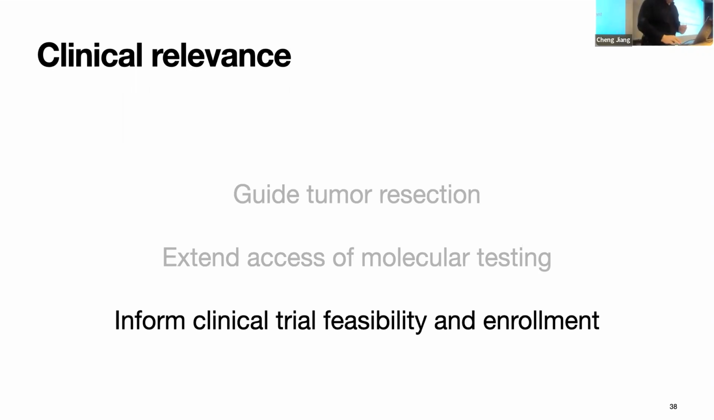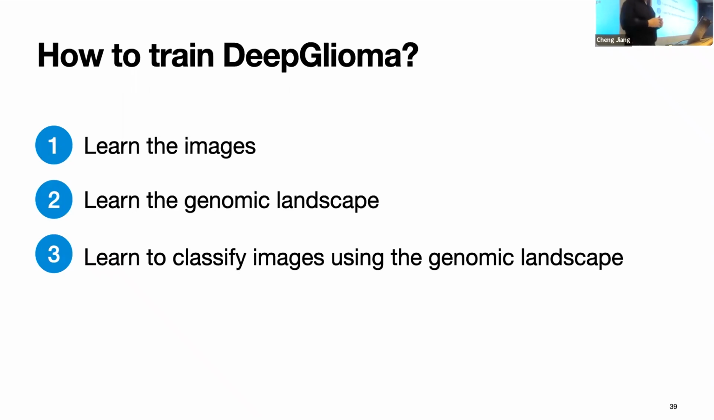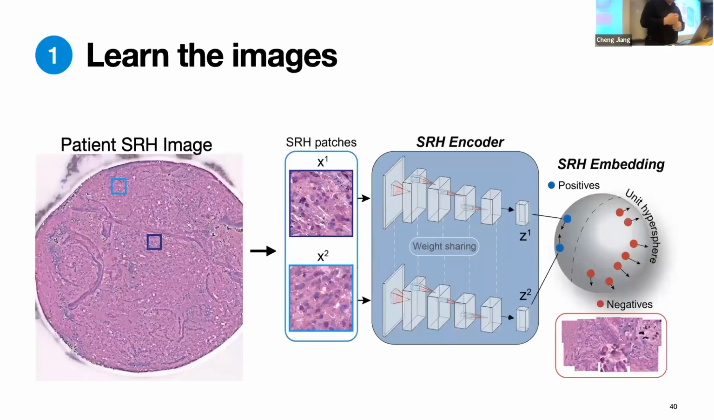Right. So we call our algorithm DGlioma. So how do we train it? Right. There are 3 steps that we need to do. We need to first learn the images. We need to learn the genomic landscape. And I'll get into what that means in just a second. And then we'll take all the components and put them together to classify images using the genomic landscape that we learned. So the first step is to learn the images, right?